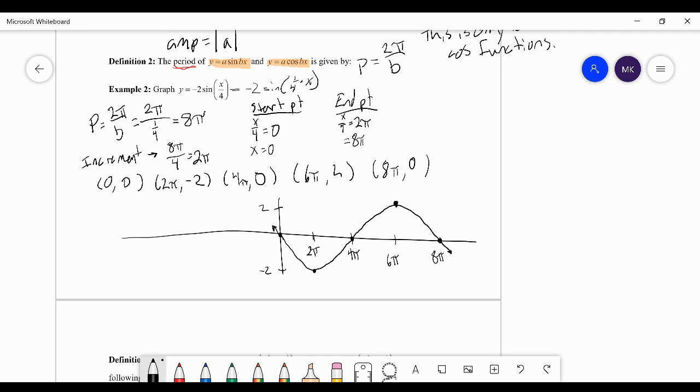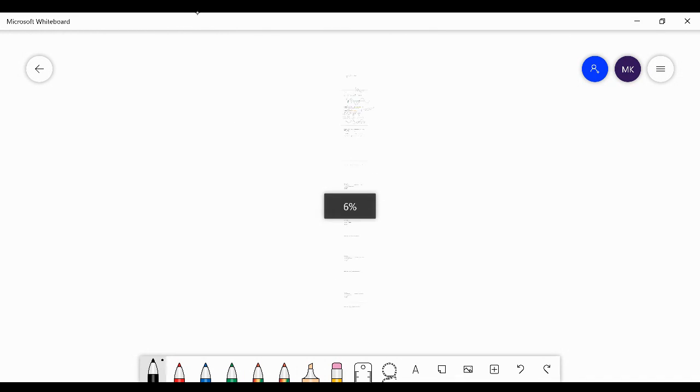Now, if you wanted to, you could continue and graph more of this function. You would just label these things appropriately.